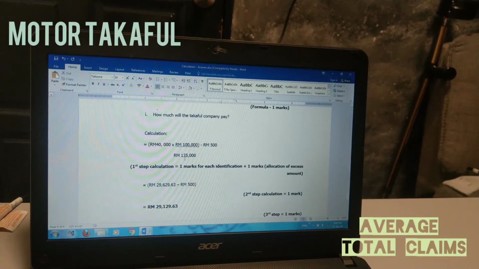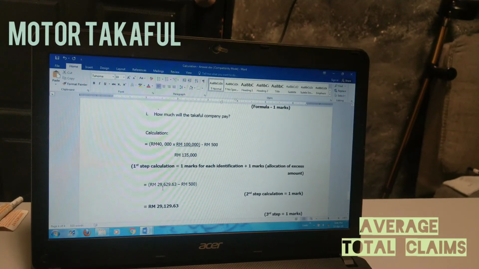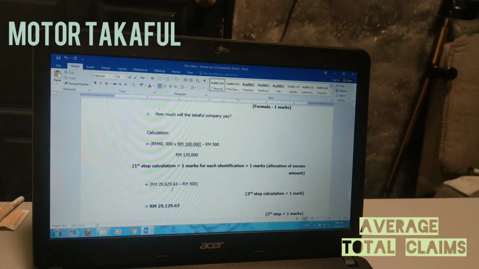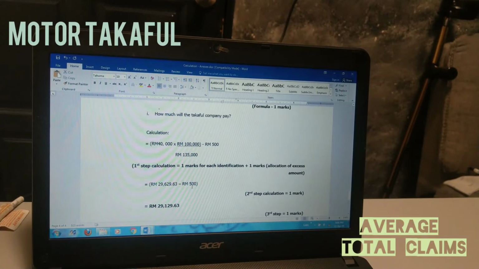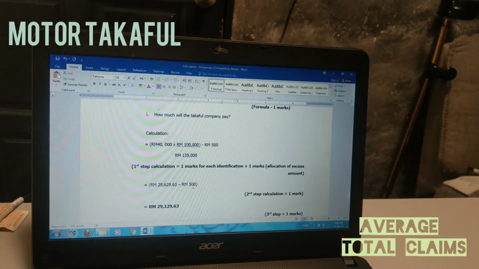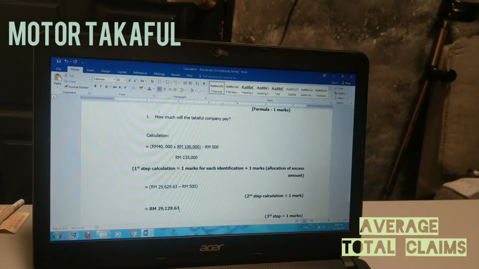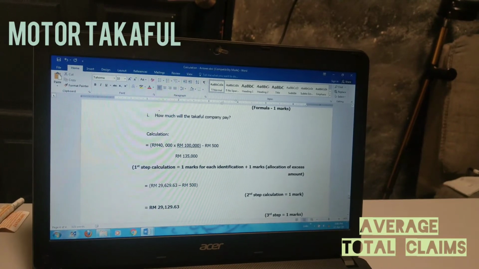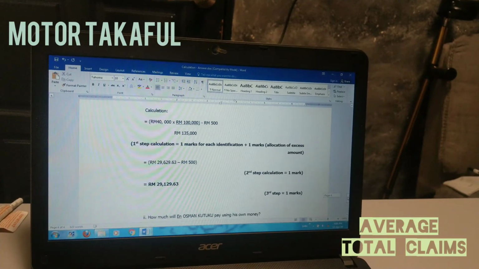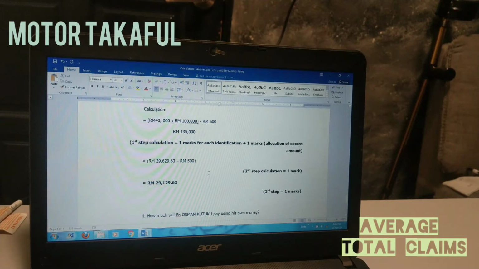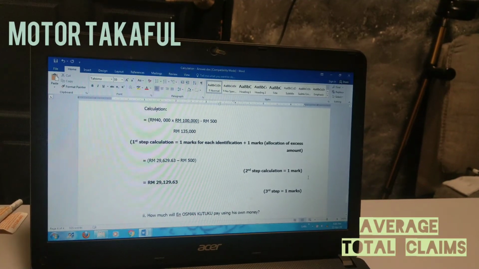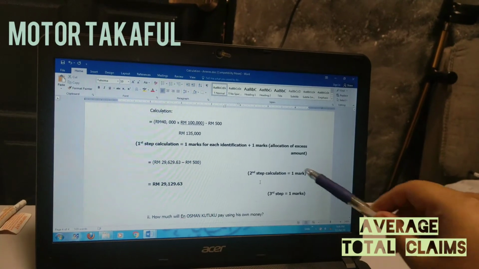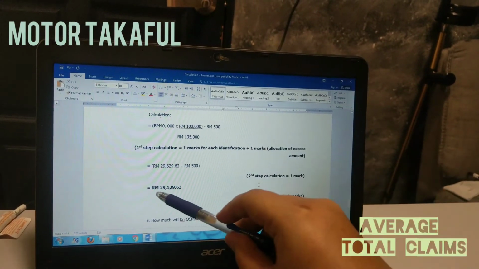So after you calculate, you will get 29,629.63, minus or deduct the 500, which is the excess. You will get 29,129.63. That is only the first step. You must show the step-by-step process. Why? Because each and every single step will carry a mark here, here, and here.